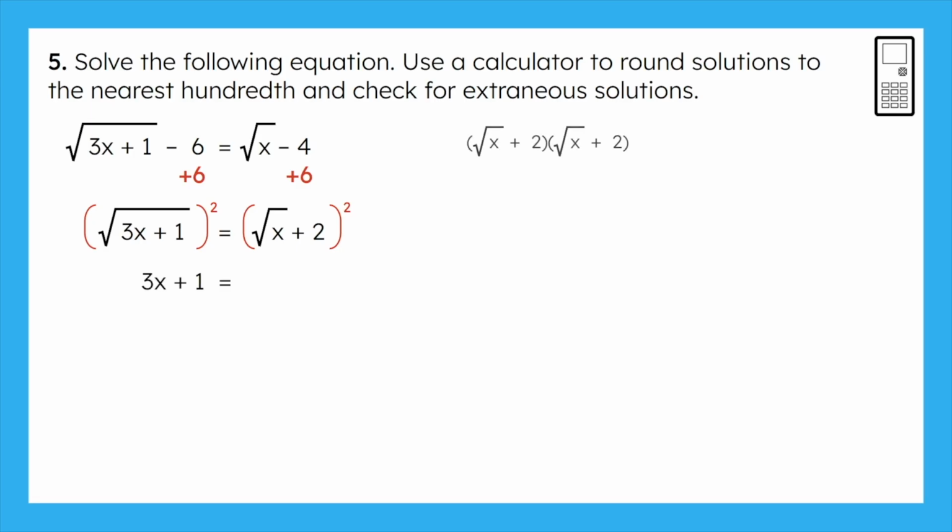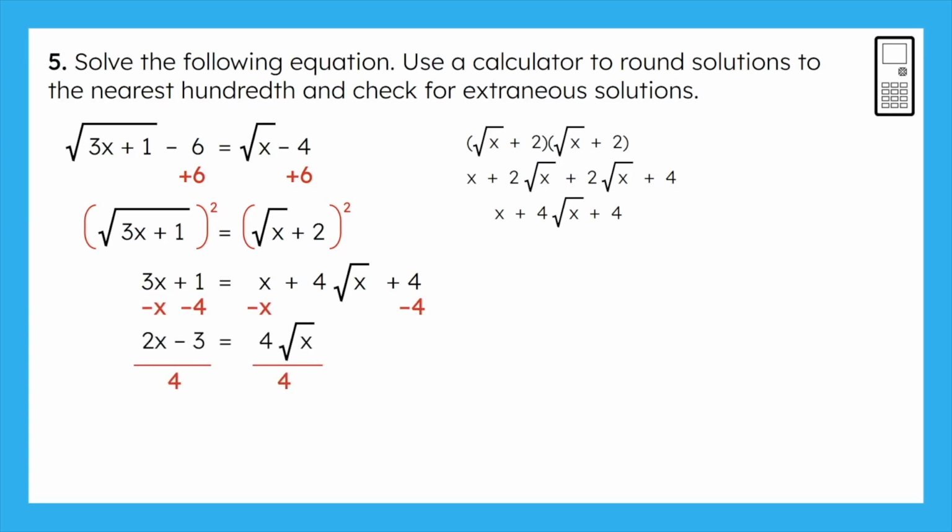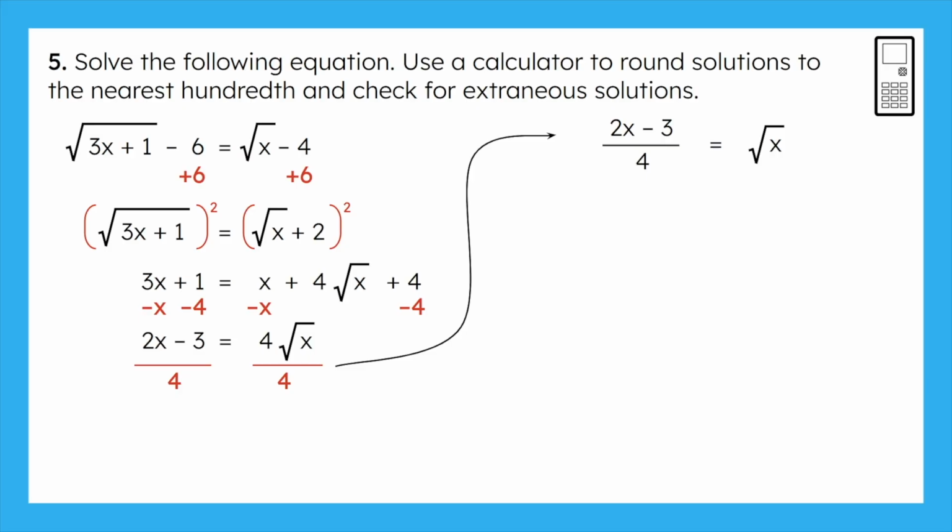And here's the work for the right side of the equation, becoming x plus 4 square root x plus 4. Now we can use inverse operations to isolate the remaining radical, square root of x, resulting in 2x minus 3 over 4 equals the square root of x.